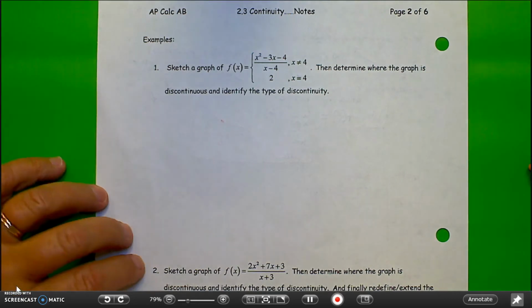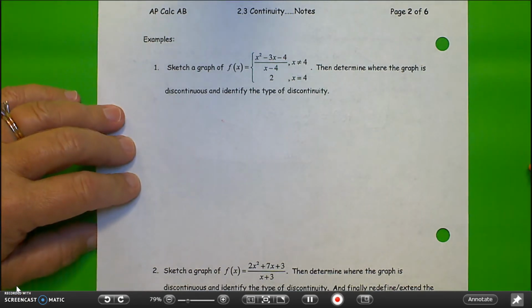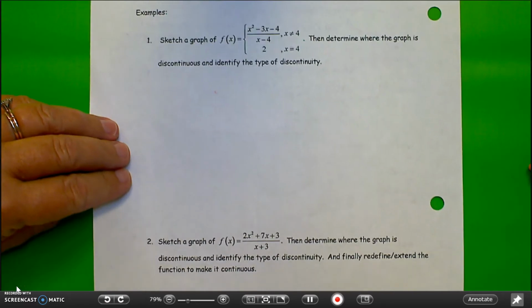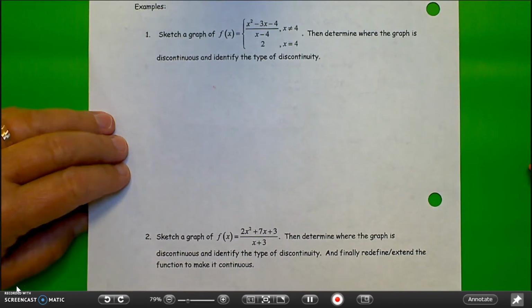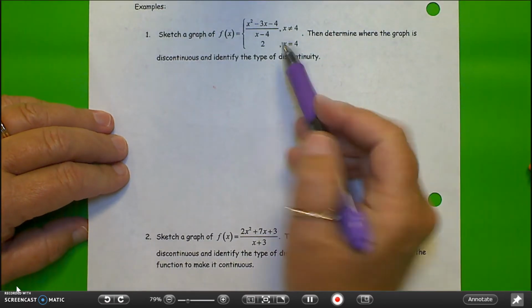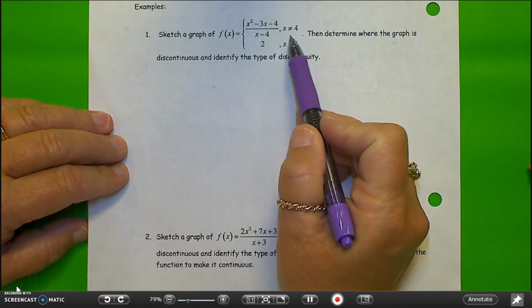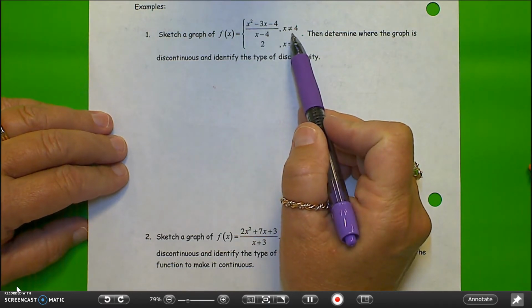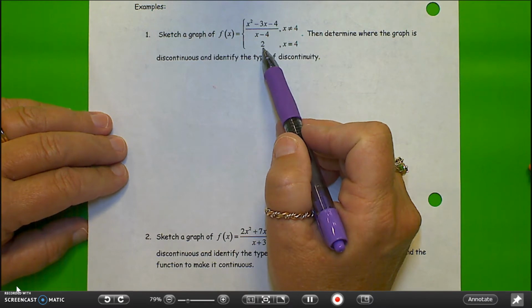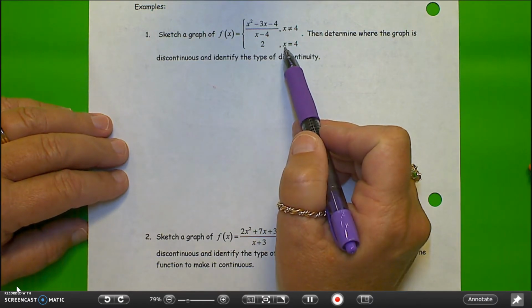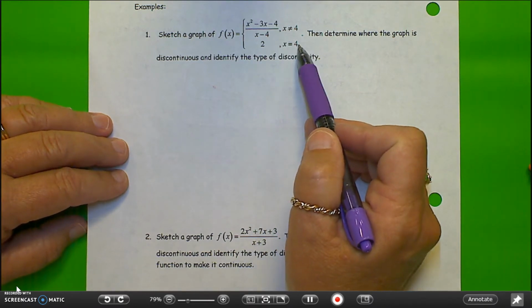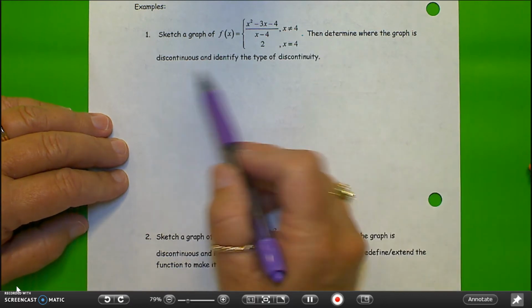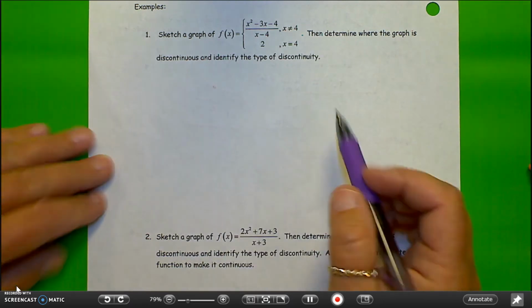Alright, this is Calculus Notes on section 2.3. This is page 2. So what we want to do is sketch the graph of this piecewise function. We have a lot of stuff going on with this one. This applies for every value except x equals 4. And then we have a particular y value to plug in for x equals 4. We have to determine where the graph is discontinuous and identify the type of discontinuity that occurs here.